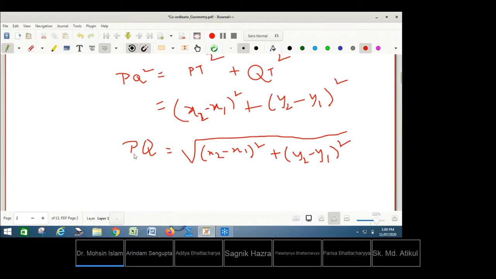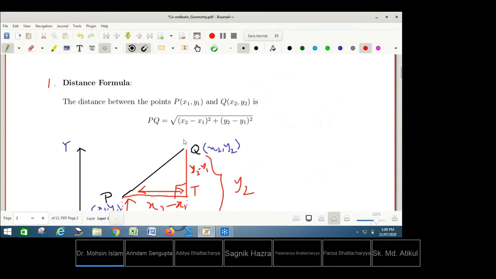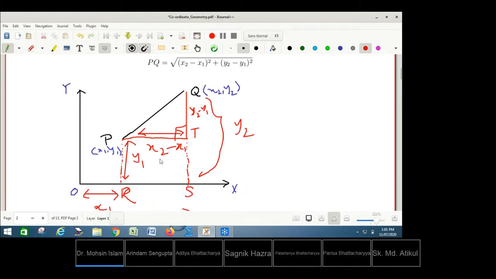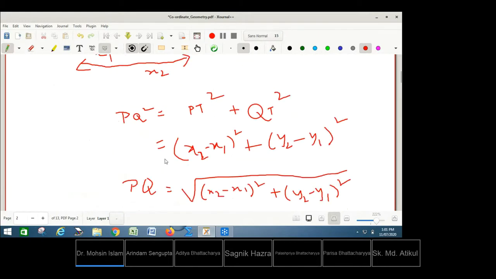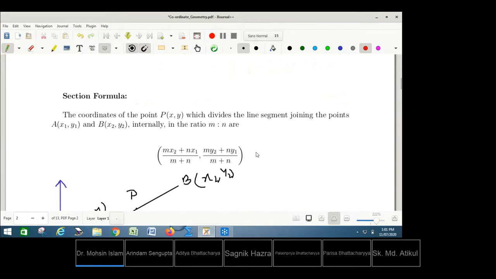So this is how we derive the formula for the distance between any two points. But this is not valid in non-Euclidean geometry. This is only in Euclidean geometry. Okay, next one is a very important thing.